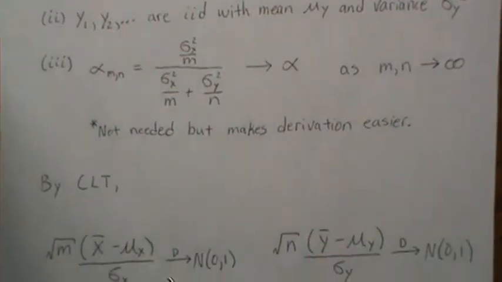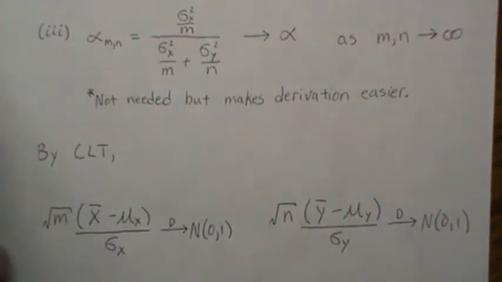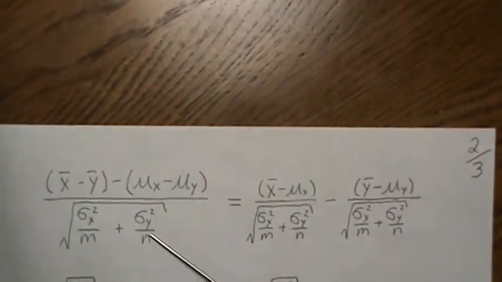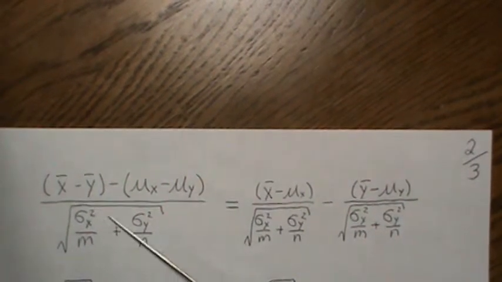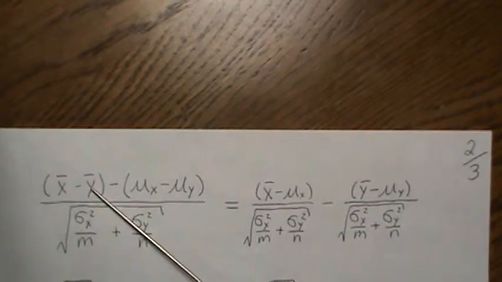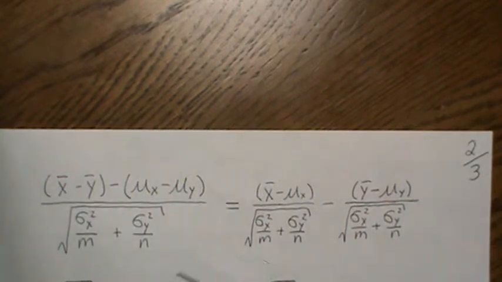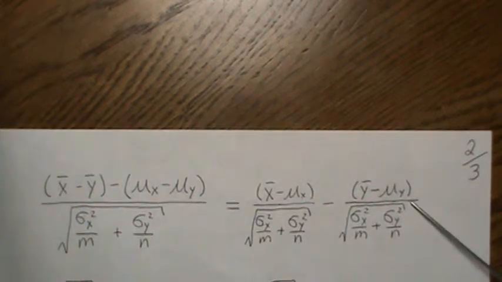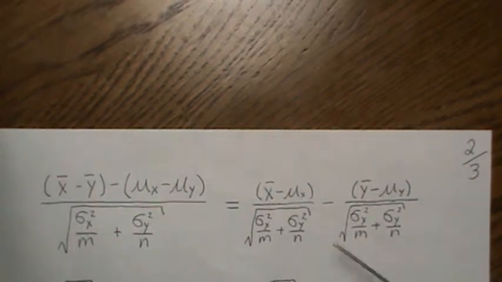So now by the central limit theorem, we know each of these converges to a standard normal. So that's given. Now let's look at this ratio. This is the standard deviation of the difference of the means. So that's how we get this. Then we take it over each set. So we move the x over and the y over, and we get this.